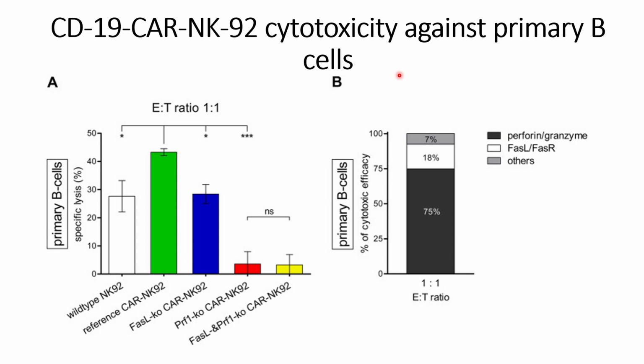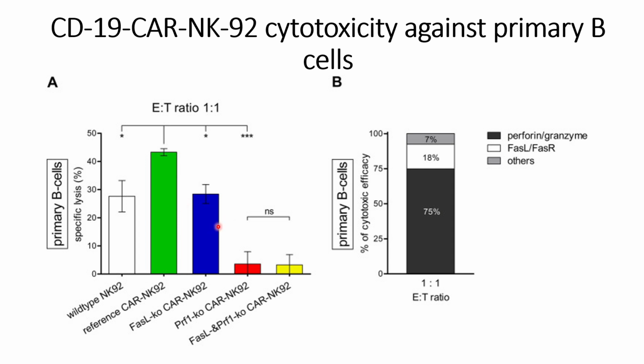Now they wanted to check these pathway roles against primary B cells. So they did a similar experiment. The only thing is that they changed the target cells to primary B cells, and they did it only for one effector to target ratio, that is 1:1. Compared to the wild type NK-92 cells, the reference CAR NK-92 cells show high cytotoxicity, which is expected.